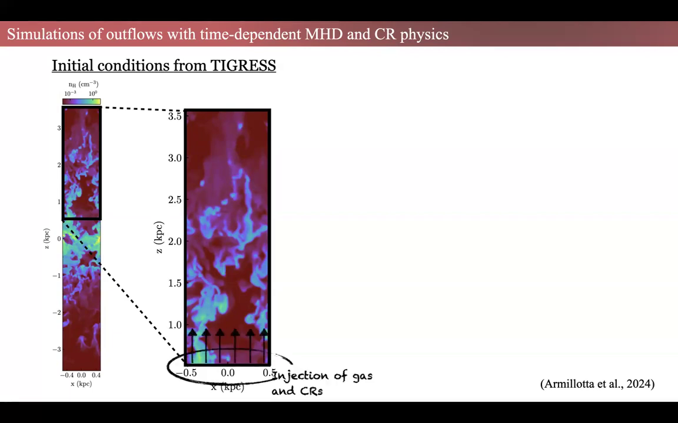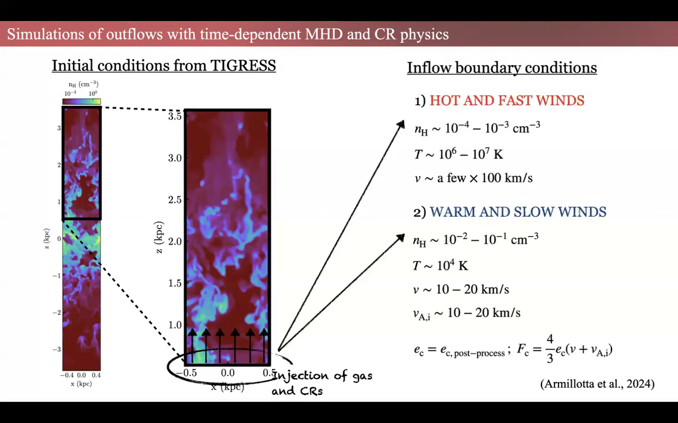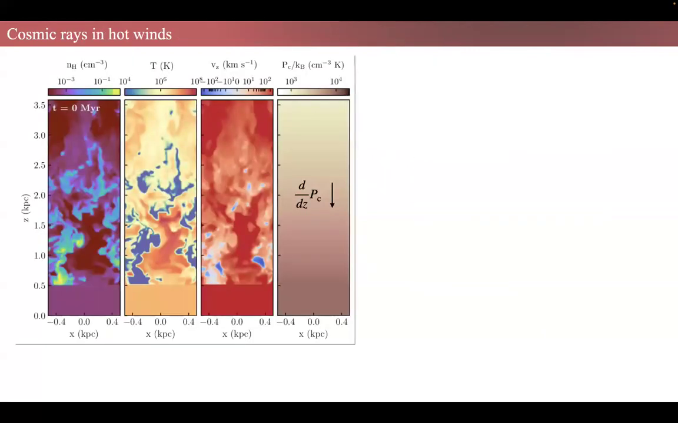During the simulation, we continuously inject thermal gas and cosmic rays from the bottom of the simulation box. In doing so, we simulate the presence of a continuous outflow coming from the disk. In particular, we explore two different types of outflow, either hot and fast-moving or warm and slow-moving. Both of them are expected to be produced by supernova explosions in the extra-planar region. So let me start by talking about the role of cosmic rays in hot and fast-moving winds.